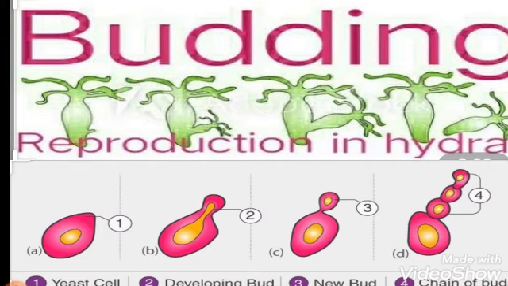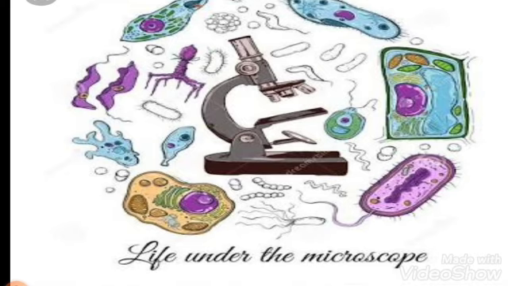Children, can you see these organisms with your naked eyes? No? These are so small that we use a microscope to see these organisms and therefore they are called microorganisms. So let's see the life under the microscope.